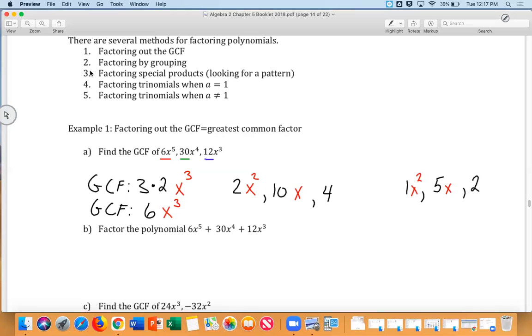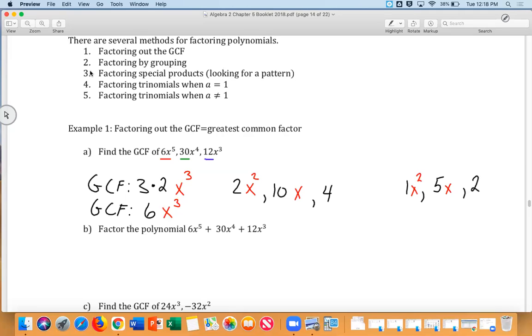Let's talk about how this one equates to this one. Well, it's the same thing, just instead of commas, it's plus signs. So let's look at 6x to the 5th, 30x to the 4th, and 12x cubed. Hansi, what's the largest number that goes into each of those? 6. And Justin, what is the largest variable that I could take out, x to the 3rd?